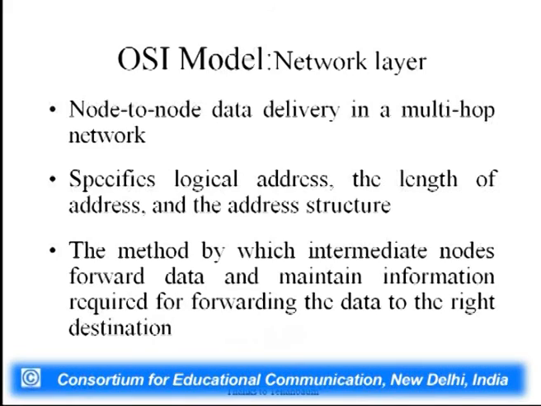The third layer is the network layer. This is very important, where we have two networks. Until the data link layer, we talked about two systems communicating if they are part of the same network. Now, if you have two different networks placed far away from each other, then how do we transmit?